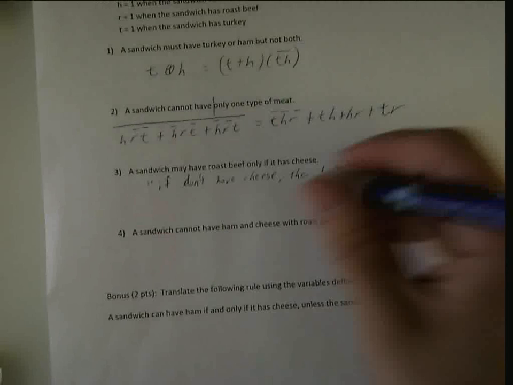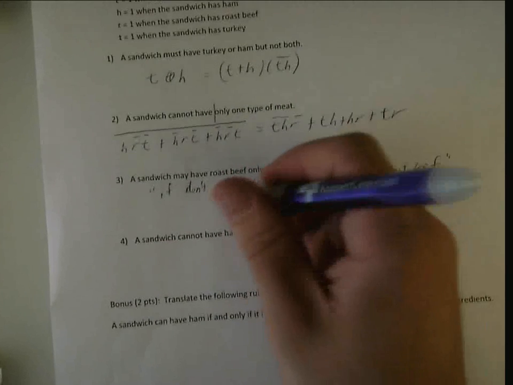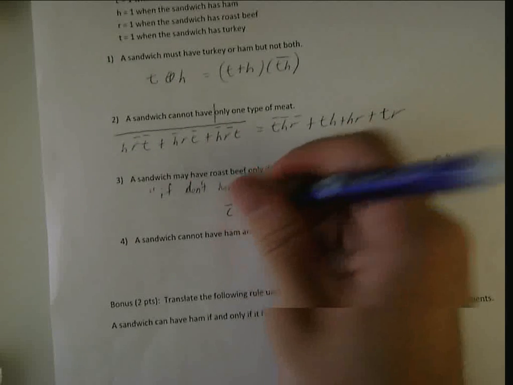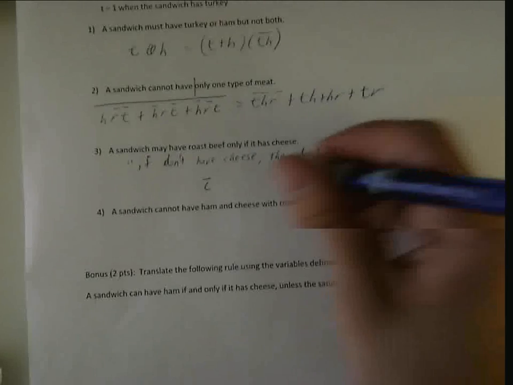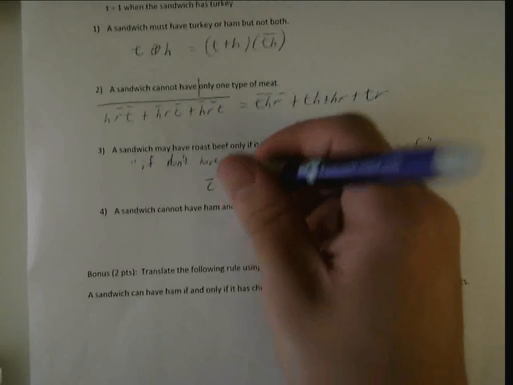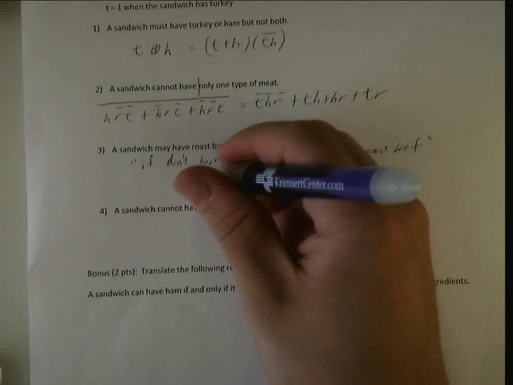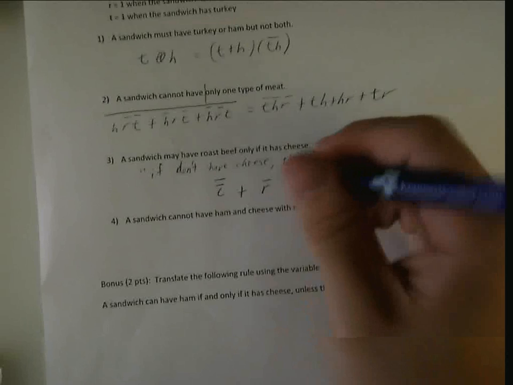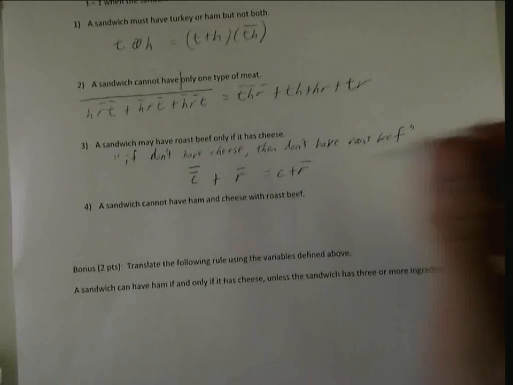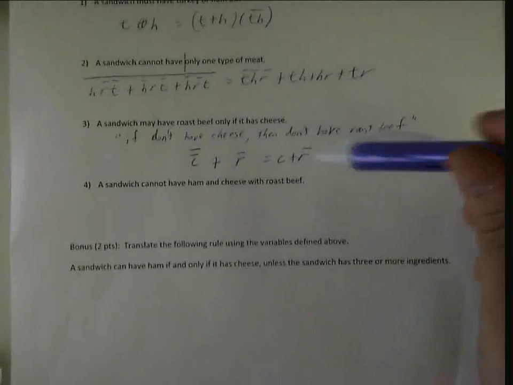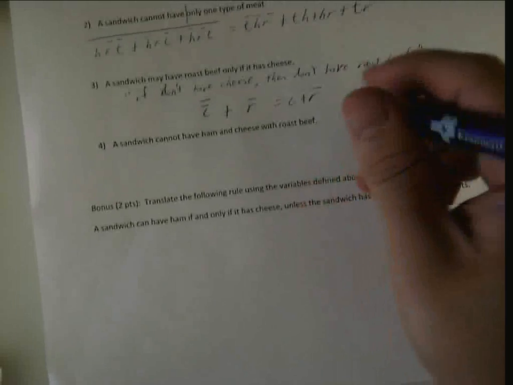There's another way to rephrase this. So here we've got don't have cheese. So that's cheese bar, and then we have don't have roast beef, which is R bar. And then if you want to make this into an if-then, we're going to make this an or. So we have A bar or B. So we have the double complement, which is just equal to C or R bar. That's problem 3. Problem 4 is a sandwich cannot have ham and cheese with roast beef.